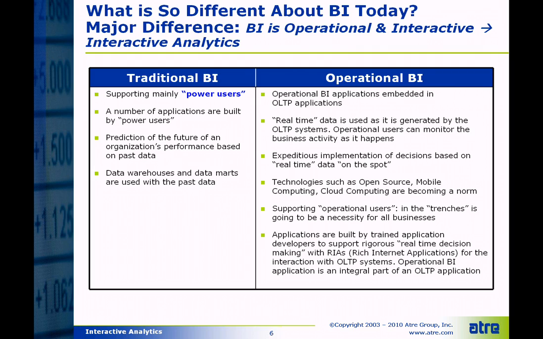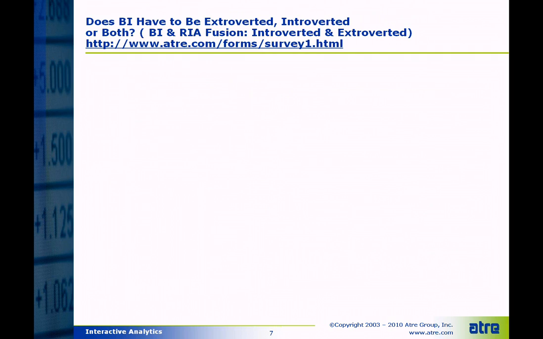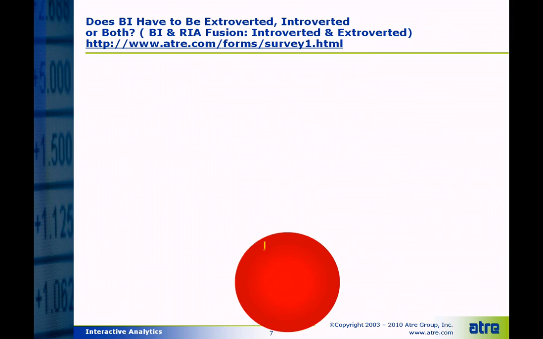So we're talking about not only the power users using BI, but also the people in the trenches who make the decisions, the drivers of the trucks, the people who are delivering the cans to the stores. Those are the people who need to make decisions on the spot. So now, when we take a look at it, we have to see whether BI is introverted, whether it is extroverted, whether it has to be both.